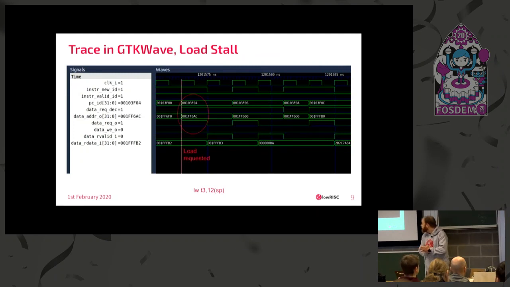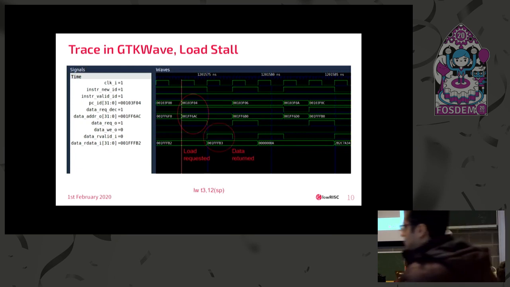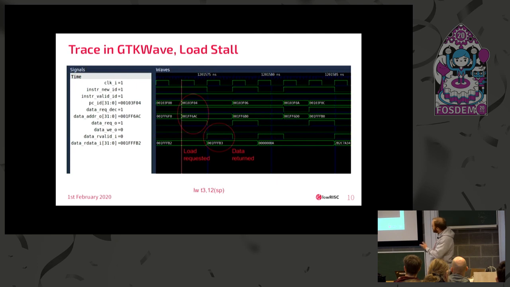Next thing we can look at is here, loads. And again, we end up stalling on every single load. And the reason for this is, again, our two-stage pipeline. In the first cycle, we request the data. We have 1 cycle access latency, so in the next cycle, we get it back. But we need to wait a cycle for us to get that data back. So we end up stalling the pipeline again.